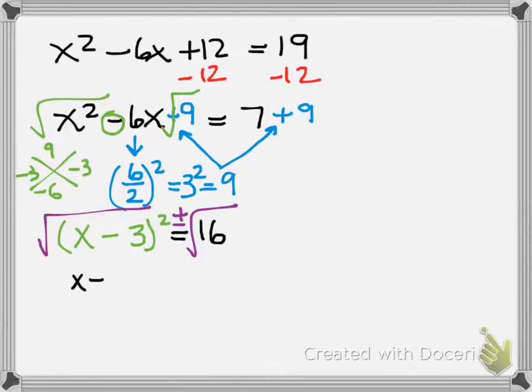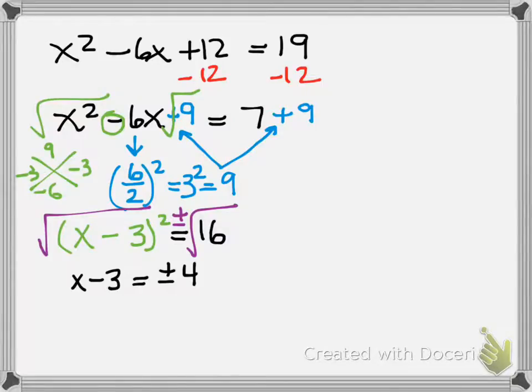Yeah, when I take the square root of something squared, I get that something, right? Because half of 2 is 1. Then I have plus or minus, and what's the square root of 16? 4. So again, this is solving a quadratic equation using this notion of completing the square.